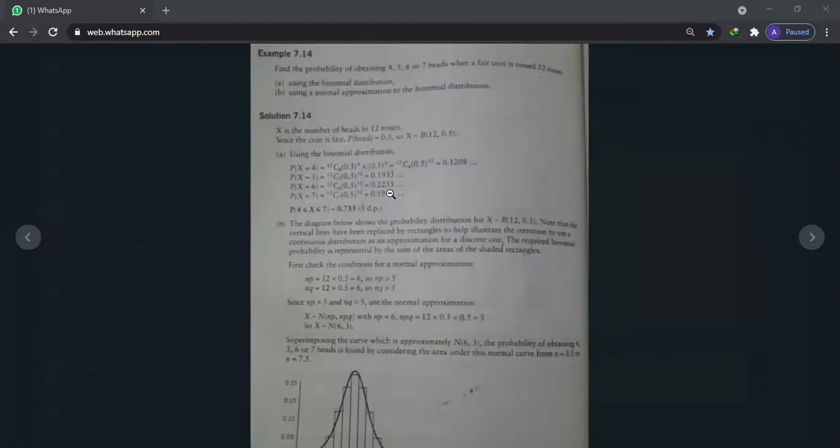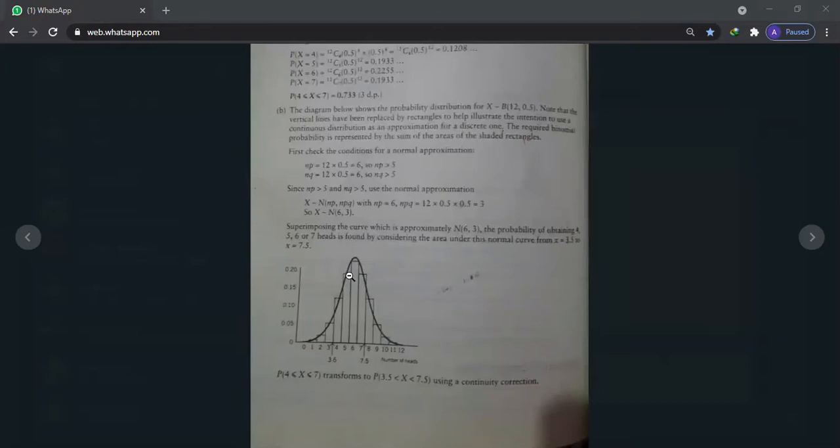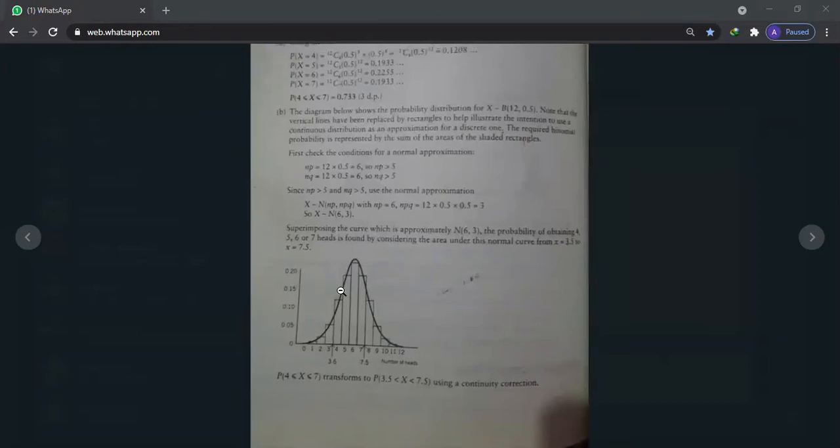Now for X equal to 5, the probability is 0.1933, and you can see that the probability of 5 is the height of the rectangle. We have used probabilities as the height of the rectangle. Now we know that the mean of the binomial distribution is NP. Now we will find out NP.